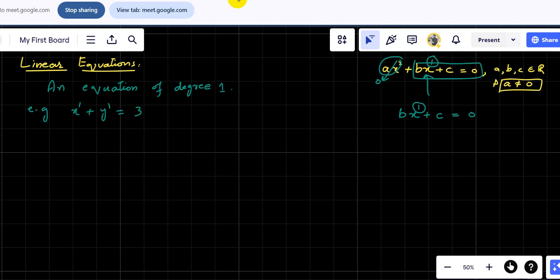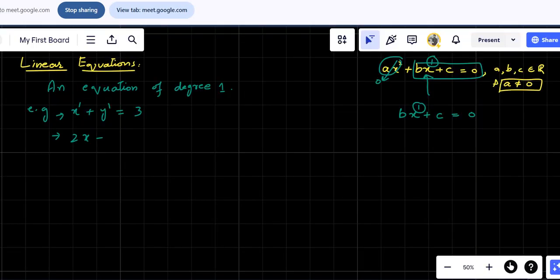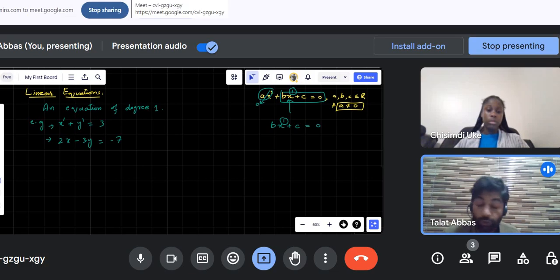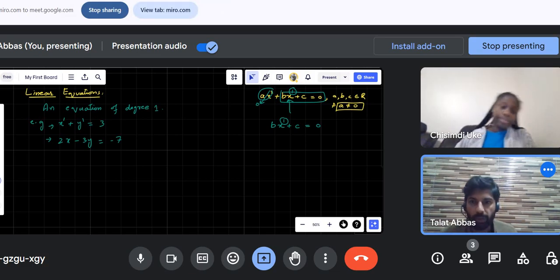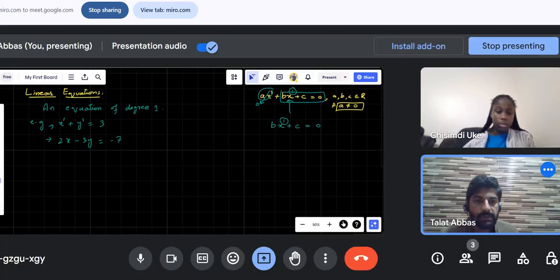We can have any other, let's say 2x minus 3y. This is again a linear equation with two variables. So this is the definition. Let's start with the methods we're going to use in solving these equations.